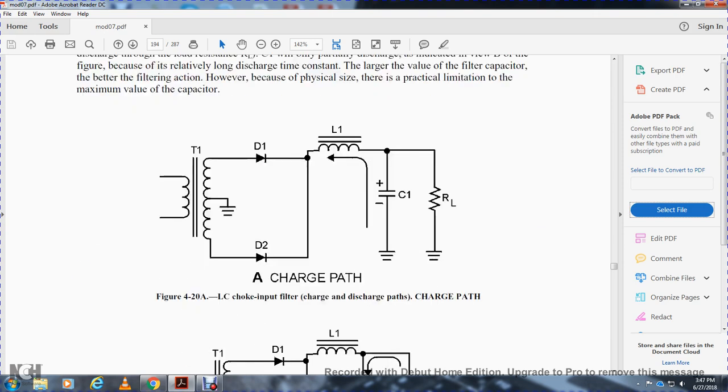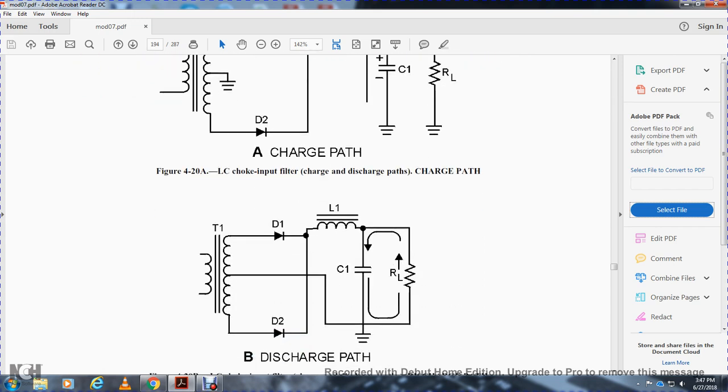The figure shows the LC choke input filter: transformer T1 winding with center tap grounded, diodes D1 and D2 in the same path, inductor L1, capacitor C1, and the load resistor in the discharge current path.